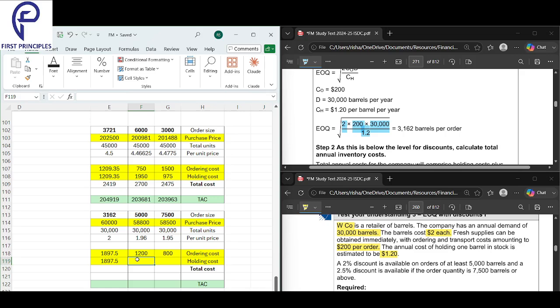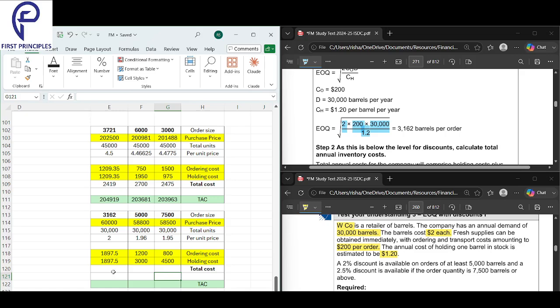Next, 5,000 divided by 2 into 1.20, that is 3,000. And lastly, 7,500 divided by 2 into 1.20, that is 4,500. Okay, this is that.